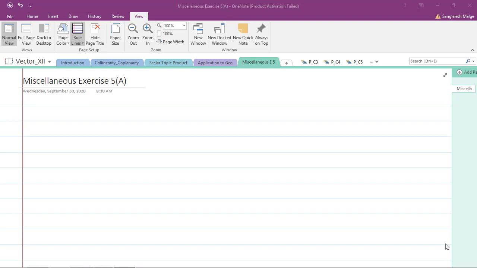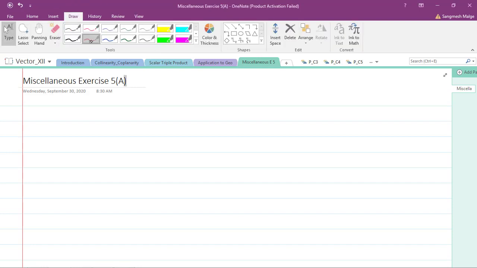Today's session is Miscellaneous Exercise 5A. We have two exercises here, 5A and 5B, and we will see all the questions from these two miscellaneous exercises. Let's start with the first question. Question number 1 has two parts.